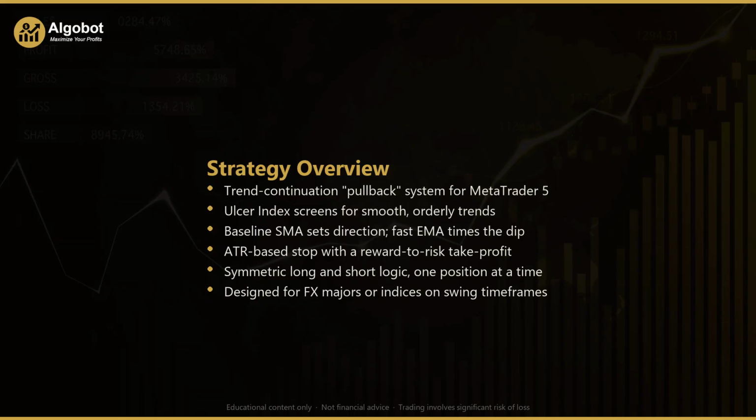Direction is defined by a baseline simple moving average and its slope. The timing of the dip is handled by a faster exponential moving average that price pulls back to and then resumes from. Risk is measured with the average true range, so the stop distance and the take profit both scale to current volatility. Because the Ulcer Index is expressed as a percentage and the stop and target scale with volatility, the same default settings tend to travel reasonably well across different symbols. This kind of approach is generally studied by swing-oriented traders looking at trending currency majors or indices on the 1-hour to 4-hour time frames. As always, trading involves risk, and losses are a normal part of any strategy.